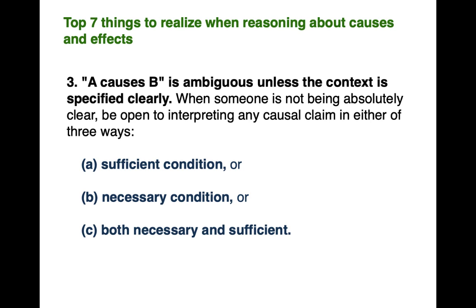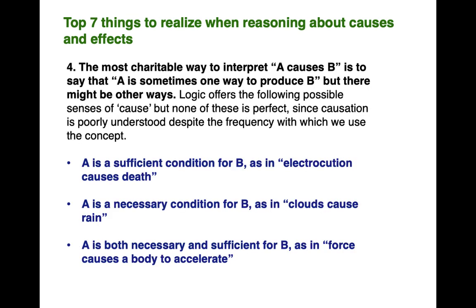There might be other necessary conditions. And if you could specify all of the necessary conditions, you'd have necessary and sufficient conditions. The most charitable way to interpret A causes B is to say that A is sometimes one way to produce B. But there might be other ways. Logic offers the following possible senses of cause, but none of these is perfect, since causation is poorly understood, despite the frequency with which we use the concept. A is a sufficient cause for B, as in electrocution causes death. Electrocution is one way to cause death.